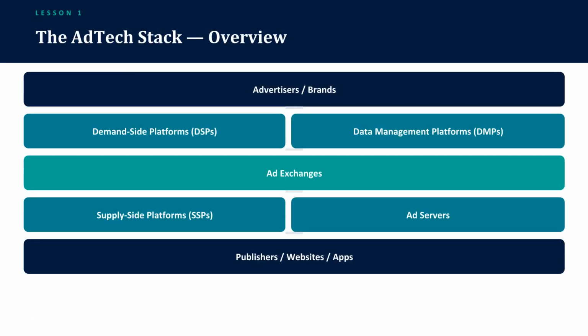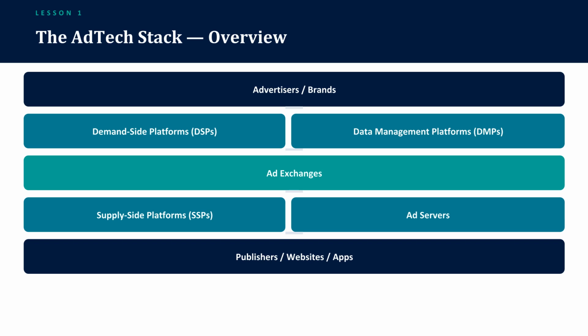At the very top, advertisers, the brands and businesses that want to reach an audience. At the very bottom, publishers, the websites, apps, and platforms where ads actually appear. In between those two groups, there are several critical technology layers. Let's go from top to bottom.